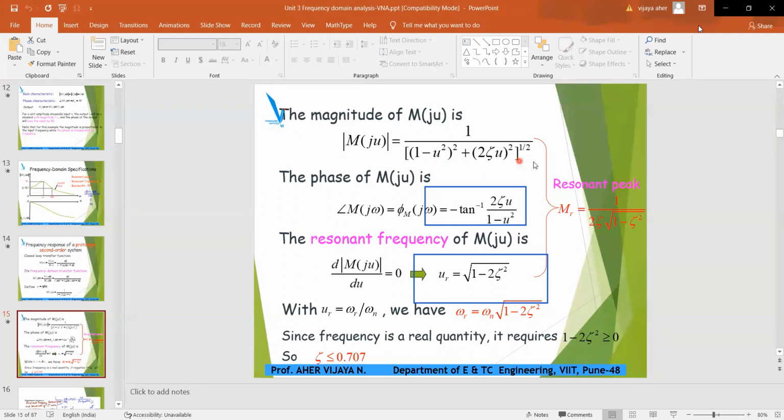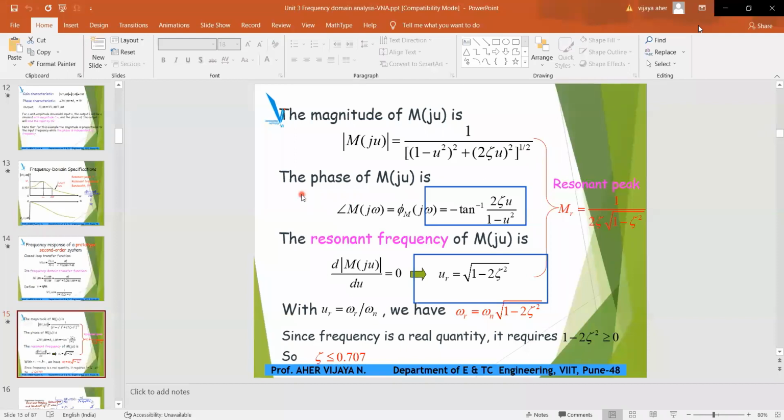So remember this equation, this is very important. You are going to enter this equation in Scilab code while finding the response of a second order system. So remember this equation in terms of normalized frequency.